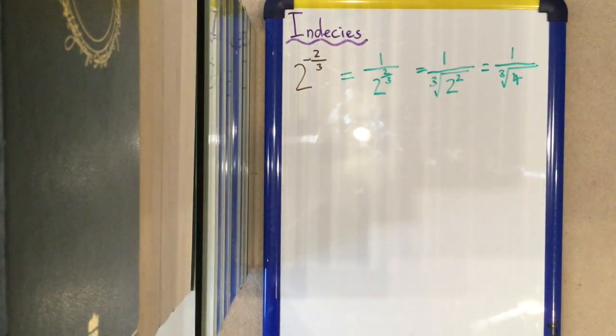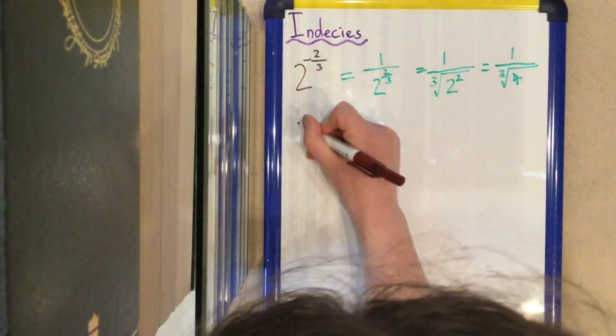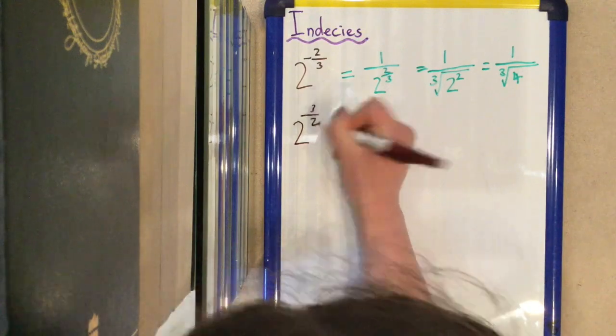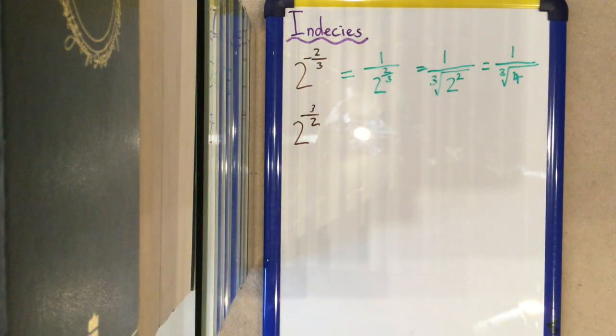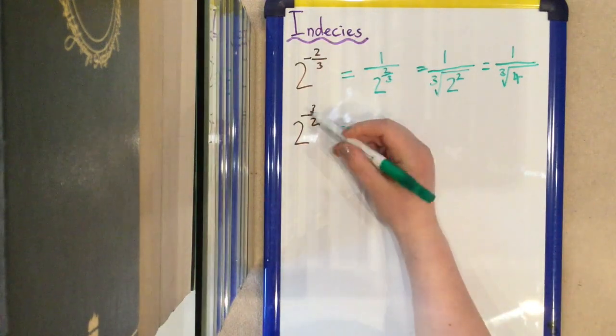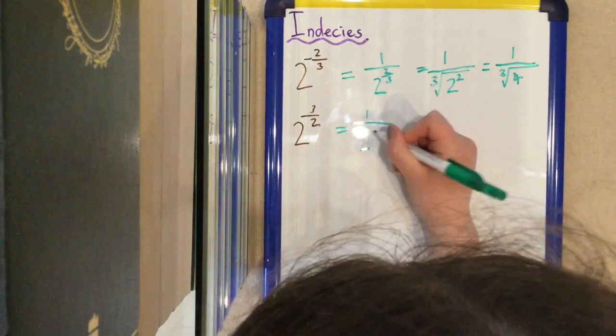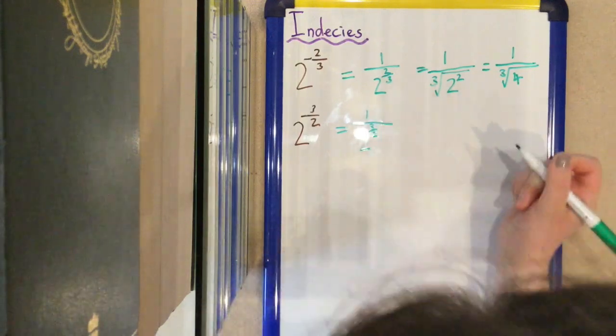For those of you who got it right, congratulations. I've got one tougher one for you to try, which is 2 to the power of minus 3 over 2. Pause here if you want to have a go. I'll be using a very similar method to last time. Again, first thing you do is you get rid of this minus, so you get 1 over 2 to the power of 3 over 2.